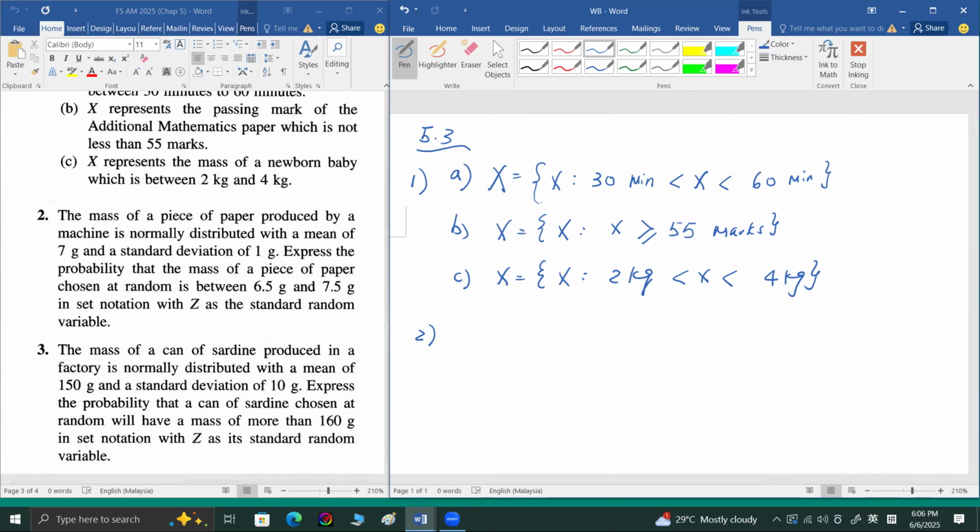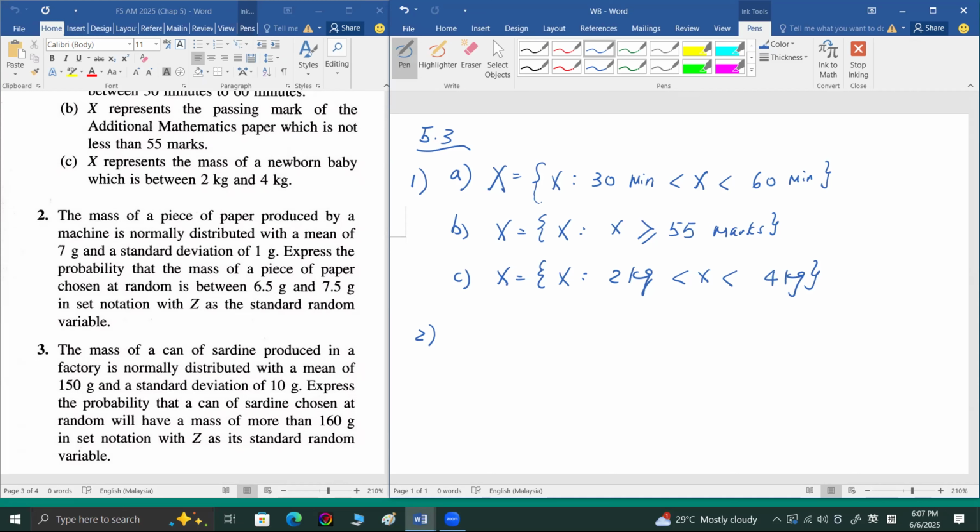Number 2, you see, the mass of a piece of paper produced by the machine is normally distributed, this word, normally distributed. That's why just now I said, for 5.3, we learn normal distribution, with a mean of 7 gram and a standard deviation of 1 gram. You're asked to express the probability. So now you are learning to express the probability that the mass of a piece of paper chosen at random is between this, in a set notation with Z as a standard random variable. Z is a standard score.